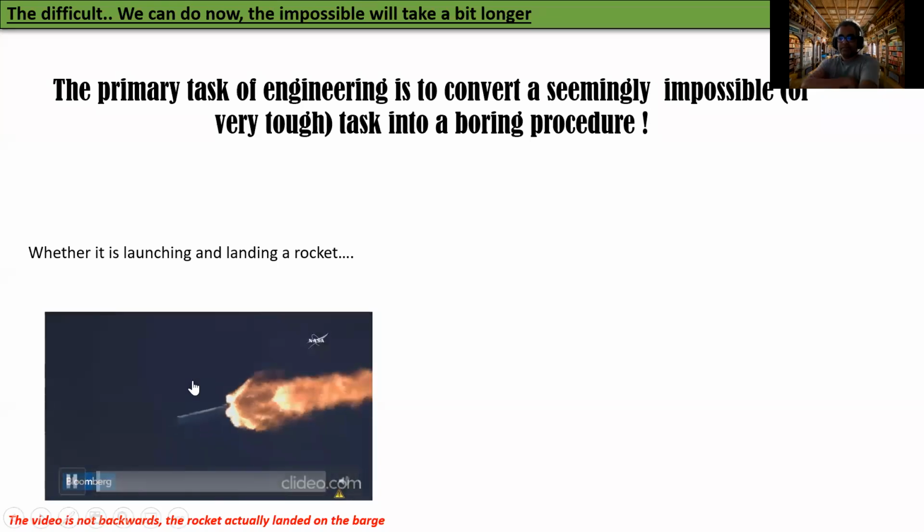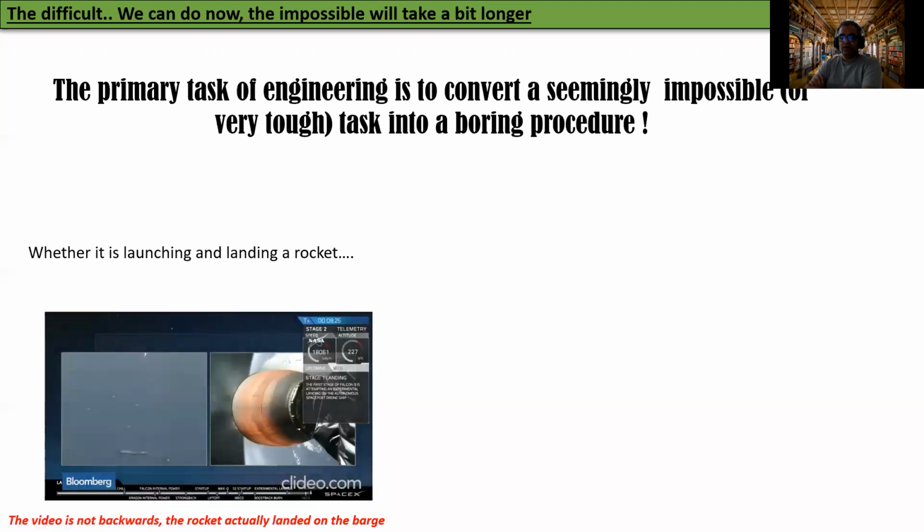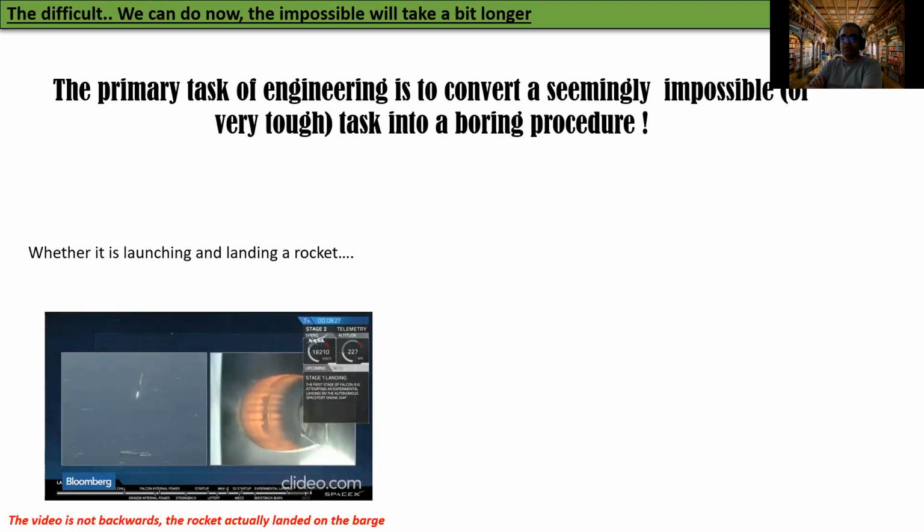So watch this. You will see that's not a video playing backwards. The rocket is actually landing on a barge. This is from SpaceX, so you get an idea of what that can do.